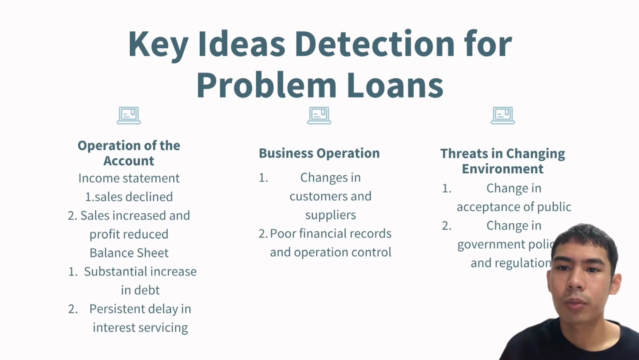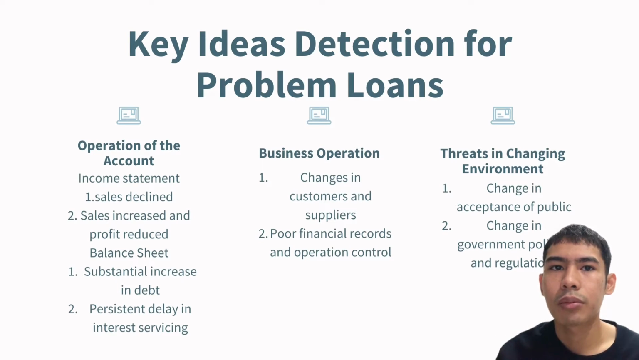Next is business operation. Changes of customers and suppliers. The changes of customers and suppliers will affect the sales and purchases of the company because the suppliers and customers will lose their trust in the company.